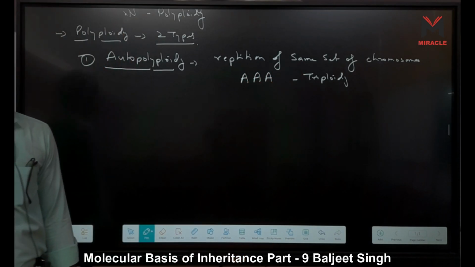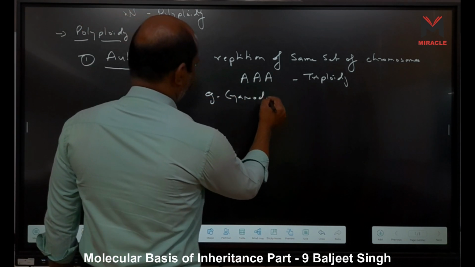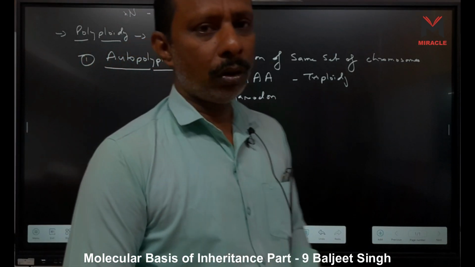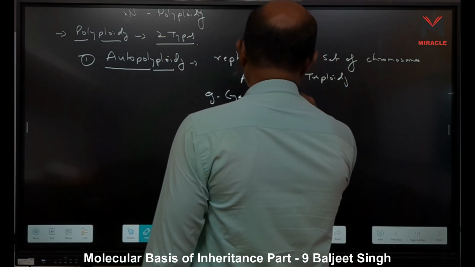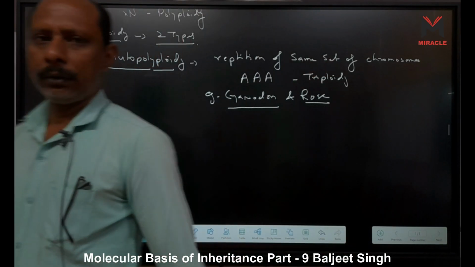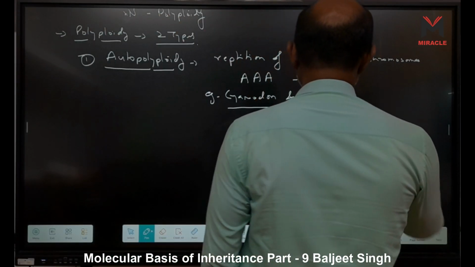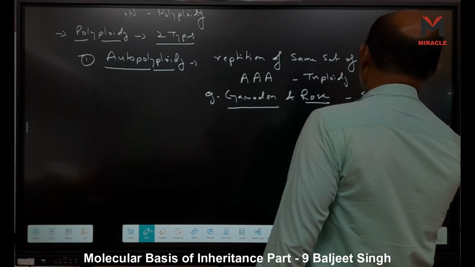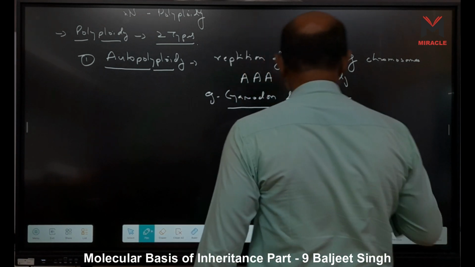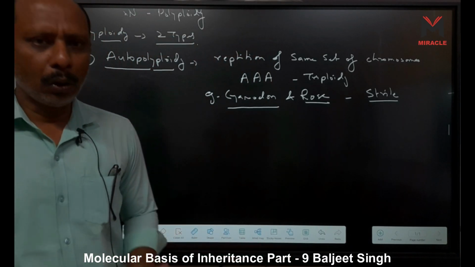The same set of chromosomes is present, as for example, in Cynodon. Cynodon's common name is doob grass. In Hindi it is called doob. And in rose, because they have triploidy, these are sterile, meaning non-fertile.